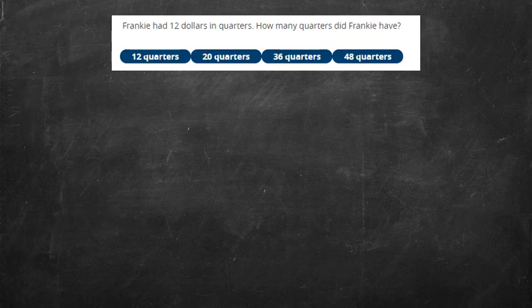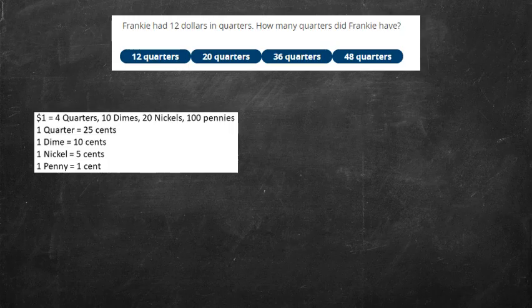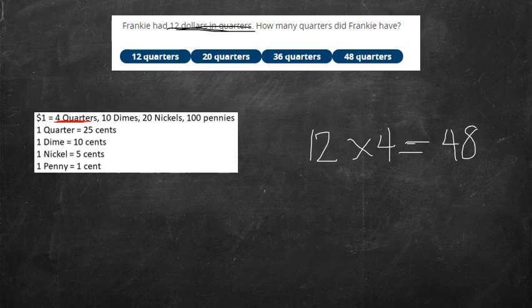Here's a question that involves money. Okay? Frankie had $12 in quarters. How many quarters did Frankie have? Okay, let's look at a conversion chart that shows us money. Frankie had $12 in quarters. So if I know Frankie has $12, I know that I can multiply 12 times 4, because my conversion chart tells me that there are 4 quarters in a dollar. So if I multiply 12 by 4, I would get 48. So Frankie has 48 quarters.